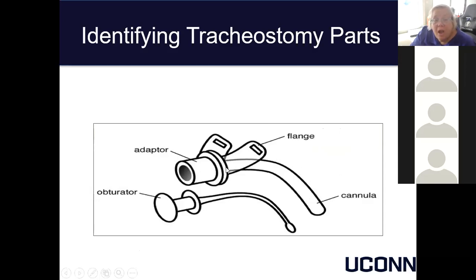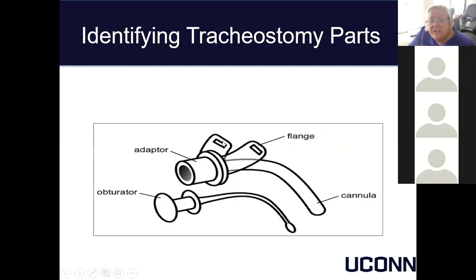So again, the obturator is that hard, stiff piece that's really only used when the whole trach is being placed. And sometimes they put it in when it's being removed. If you see one at a bedside, don't throw it out. But I can't remember ever looking for an obturator for any purpose.